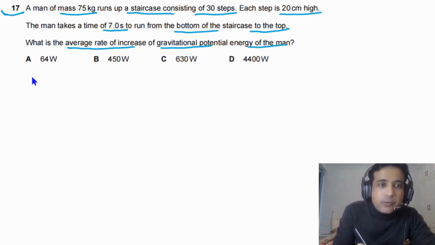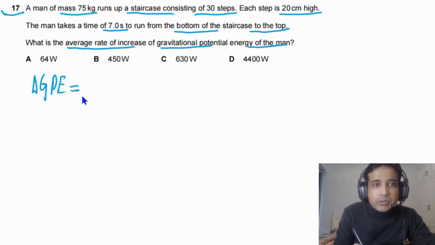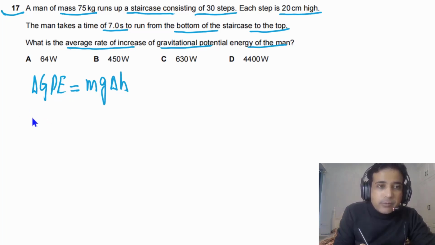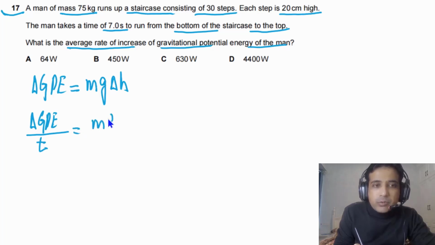So first of all, we can calculate in this case gravitational potential energy. The change in gravitational potential energy, delta GPE, will be equal to mass of the person times G times the change in height. And we need to calculate rate of increase, so we can divide this by time. So delta GPE means the total change in gravitational potential energy. If we divide this by total time taken, we can calculate rate of increase of GPE, means the average rate of increase of GPE.